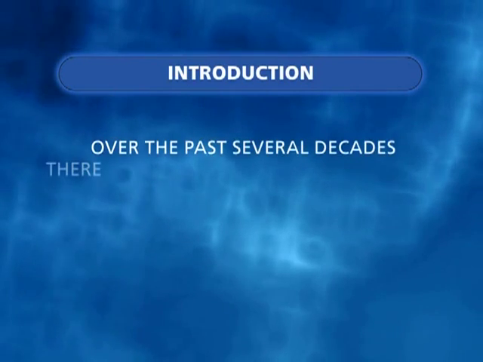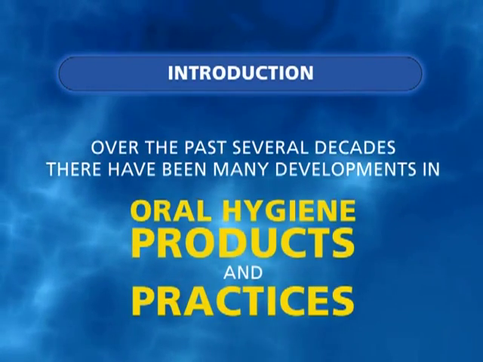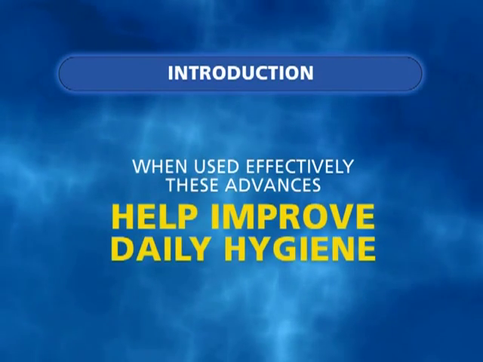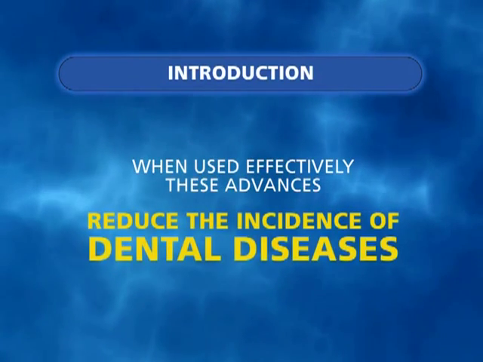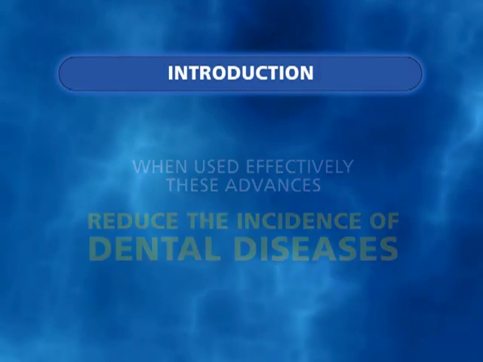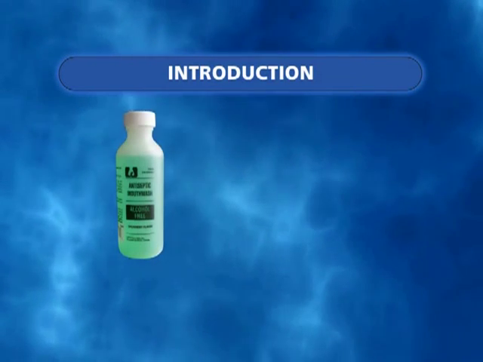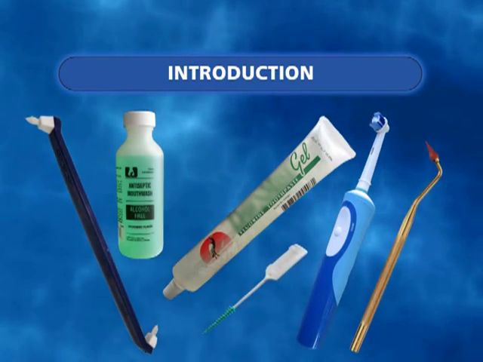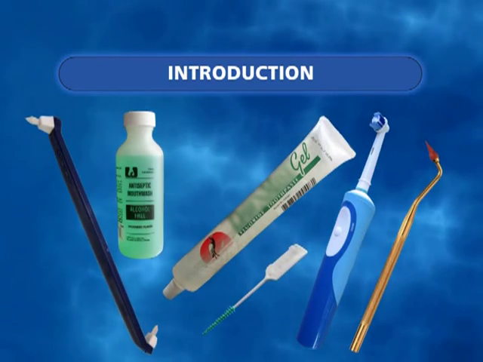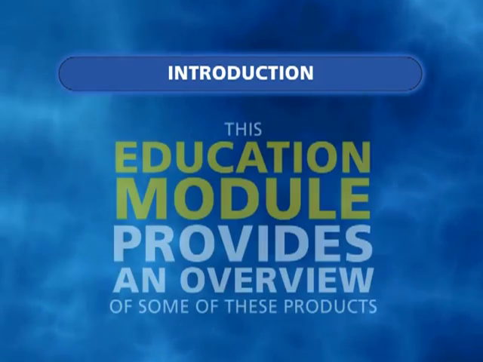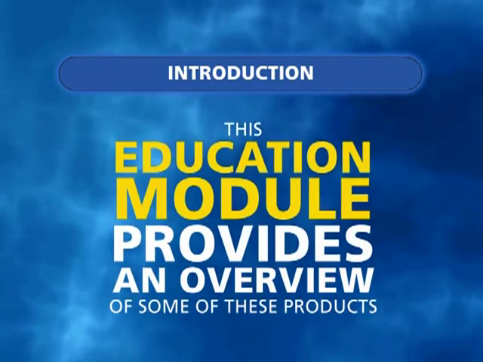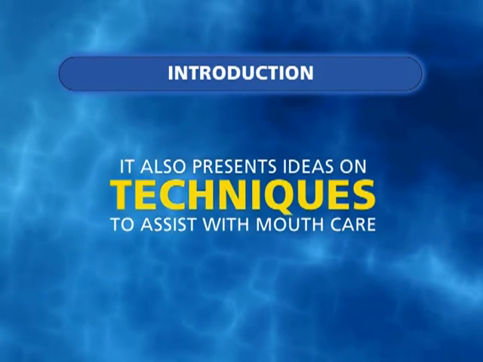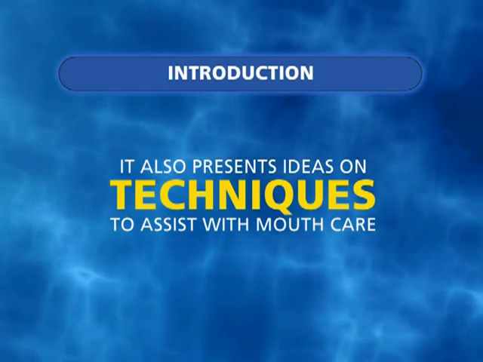Over the past several decades, there have been many developments in oral hygiene products and practices. When used effectively, these advances can help improve daily oral hygiene and reduce the incidence of dental diseases. Products such as antimicrobial rinses, fluoride, electric-powered toothbrushes, floss alternatives, and many others are commercially available. This education module provides an overview of some of these products. It also presents ideas on techniques that will assist care providers when doing mouth care.